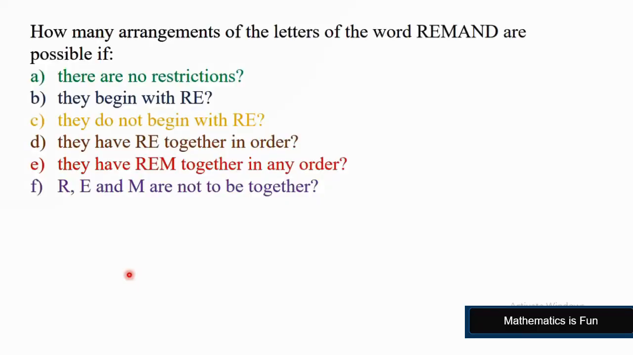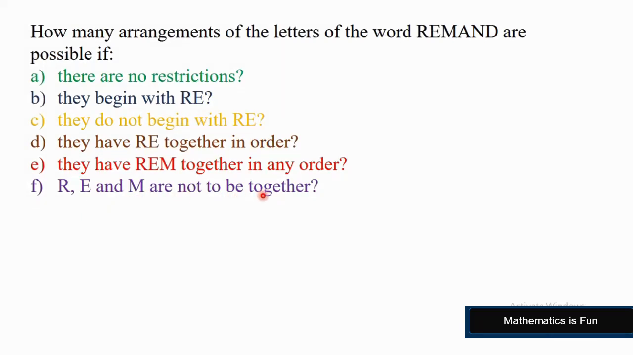Well, this is the problem of arrangement of the letters of a particular word with different restrictions. So, how many ways can the letters of the word REMAND be arranged if there are no restrictions? They begin with RE, they do not begin with RE, they have RE together in order, they have REM together in any order, R, E, and M are not to be together.